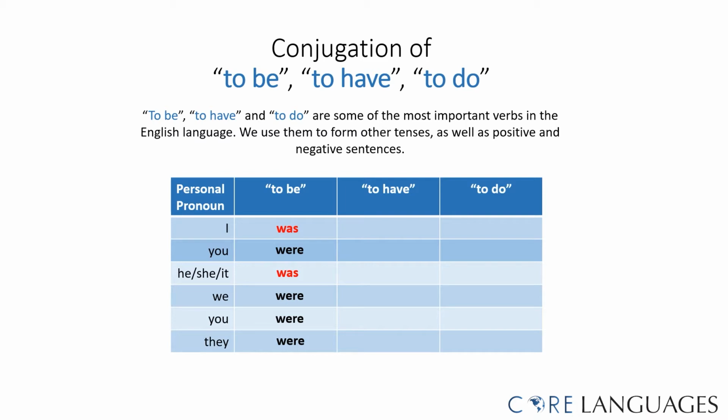Notice that I and he, she, it is different from the other subjects. The conjugation for to have and to do is the same. I had, you had, he, she, it had, we had, you had, and they had. I did, you did, he, she, it did, we did, you did, and they did.